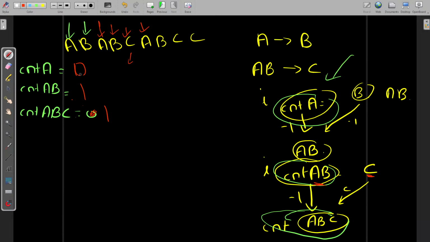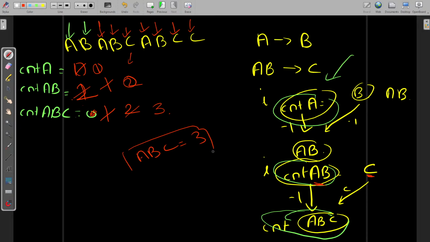Next we will jump to A. Again it will go like count A would be incremented to 1. Then we will have a B. So this one would go back to 0 and this would go back to 2. Then we have a C. So we will use this C with one of the AB. It would go back to 1 and count ABC would increment to 2. And again we have a C. We will again try to pair it with some AB. So it would decrement to 0 and this would increment to 3. So in this way, we have found 3 tuples of ABC.